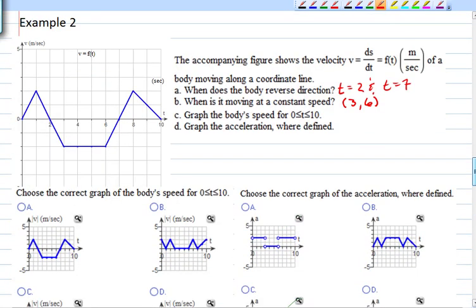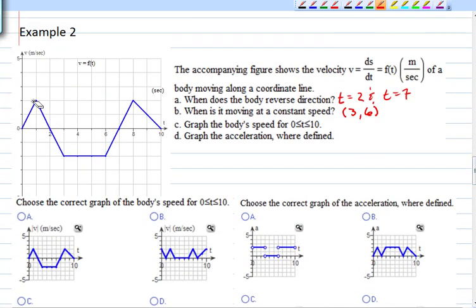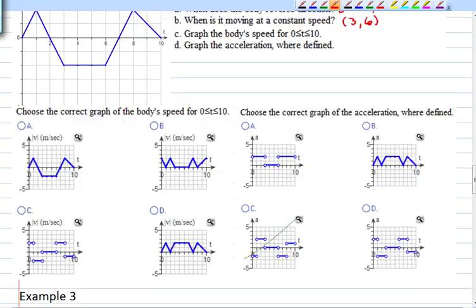If we're going to graph the body's speed, first of all, it's moving forward at a constant rate. Then it reaches a maximum velocity. And then it starts to decelerate. But it hasn't gone backwards yet. So we need to look at the graph choices here. Remember, we're graphing the speed. Are speeds ever negative? Speeds are never negative.